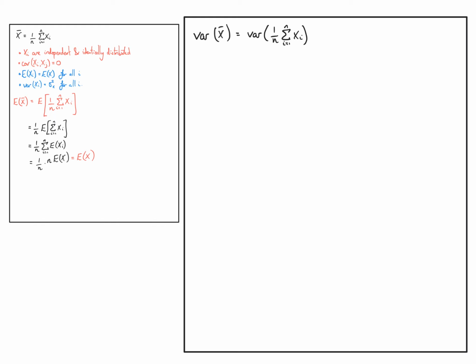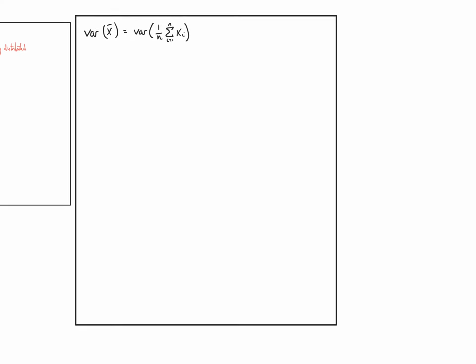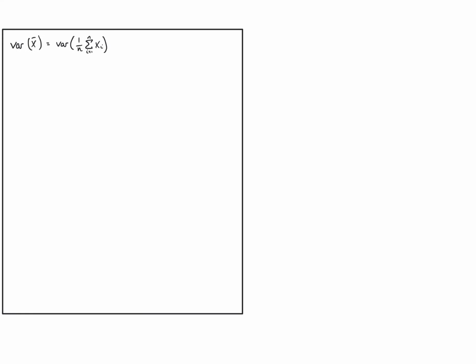Now, we've got a constant multiplied by a random variable, and we're taking the variance of that, and we need to use some rules relating to variances. The first rule that we have is that the variance of any constant multiplied by a random variable is equal to that constant squared times the variance of the random variable. So we can take this 1 over n outside, and that gives us that the variance of x bar is the same as 1 over n squared times the variance of the sum of the xi's.